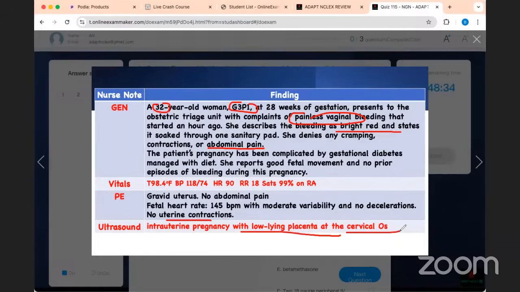This is the way they present it. They have no other way. This is the normal way they come into the hospital. They may change the age, they may change the weeks of pregnancy, but this is the way. They have to give you the buzzword.